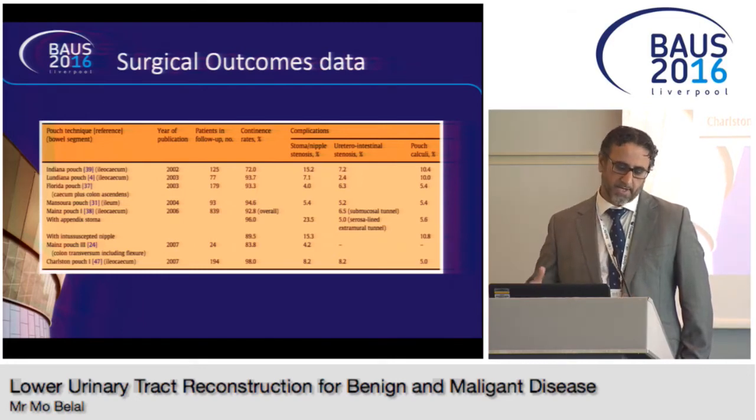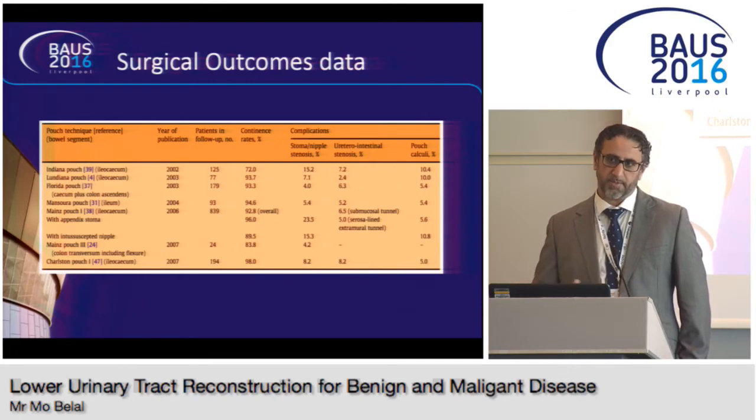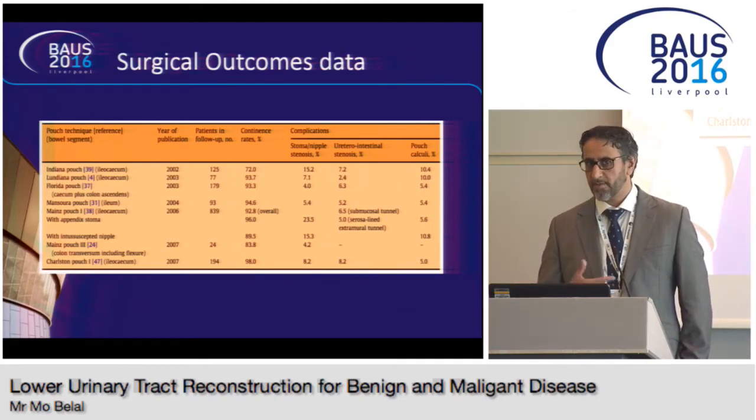I do take over a lot of pediatric patients from Birmingham Children's Hospital, and forever I have to deal with a significant amount of bladder stones.